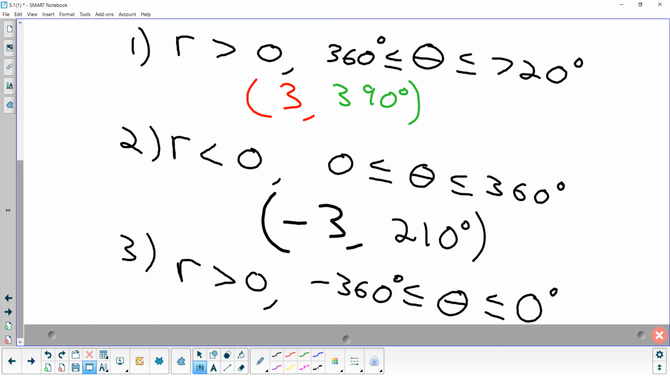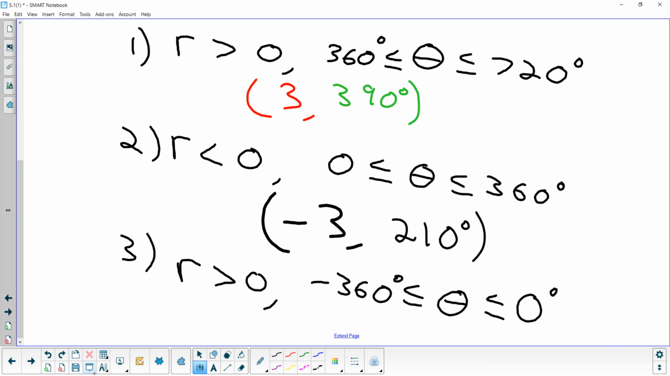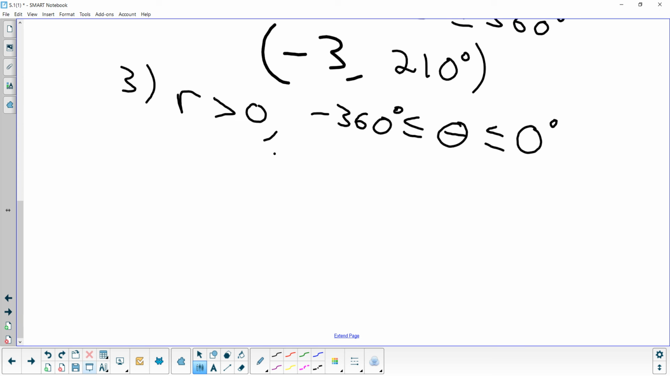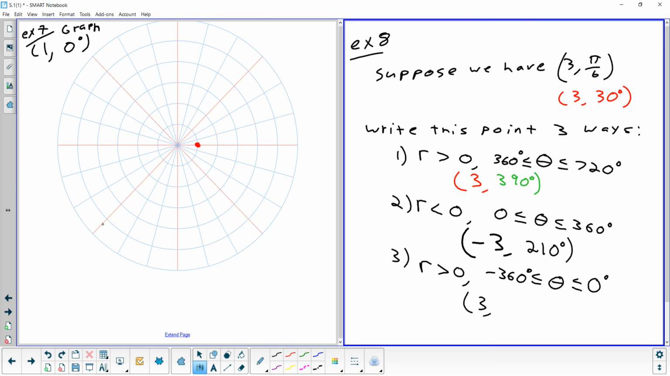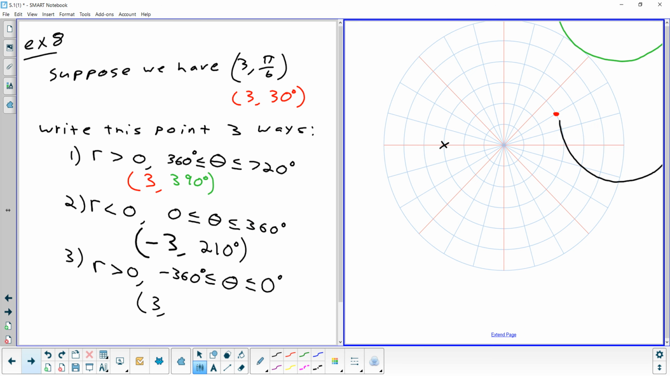All right, and the last way they want me to do it: a positive radius, and this time they want a negative angle. Well, we already know the radius has to be 3. Now let's look at our picture. So we are starting right there, and the angle is going to be negative, between 0 and 1 revolutions in the negative direction. Which way do I go if my angle is negative? We're going to go clockwise. So we're going like this.